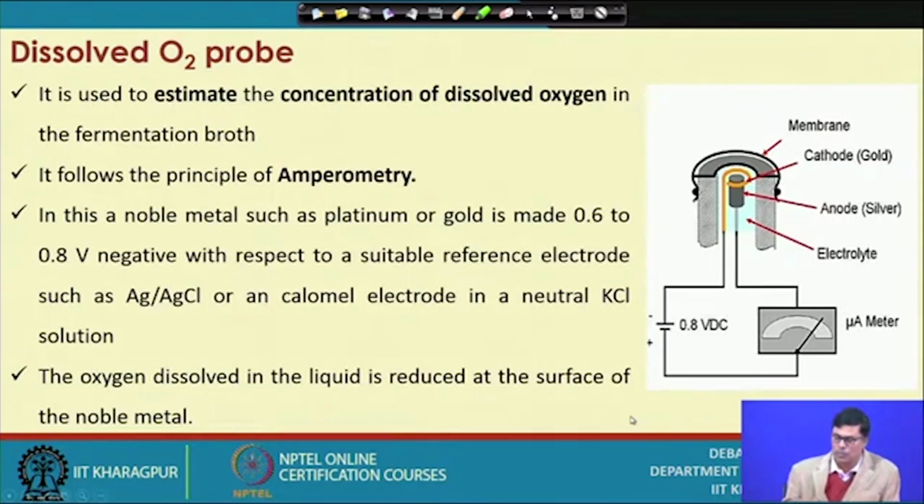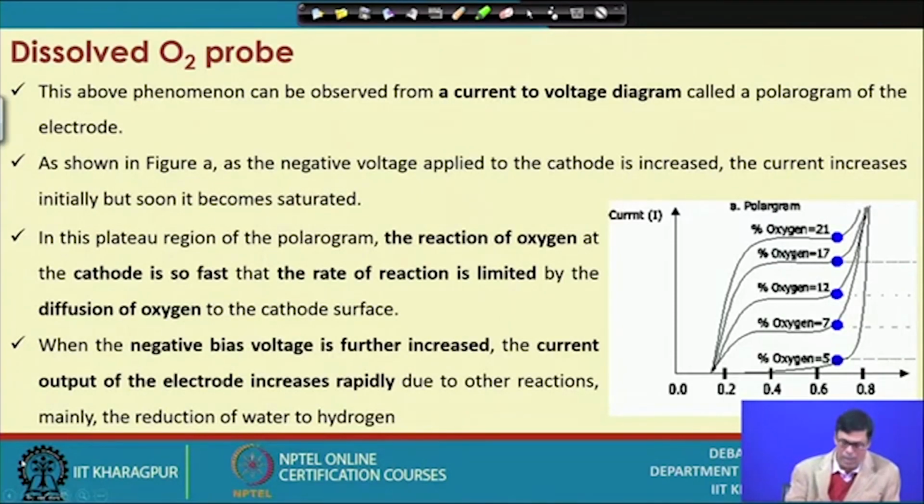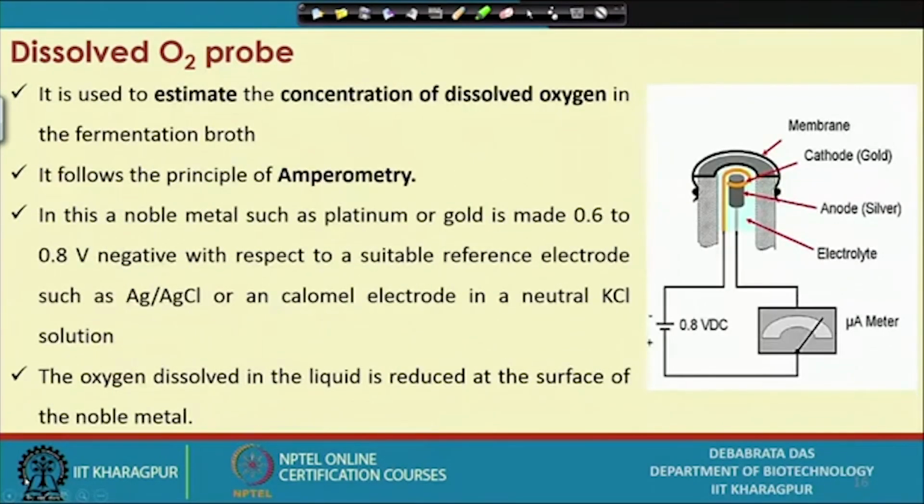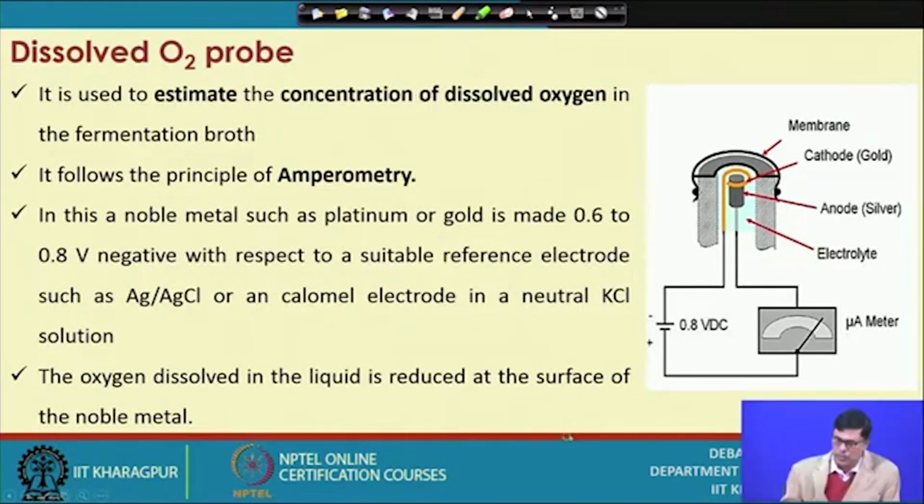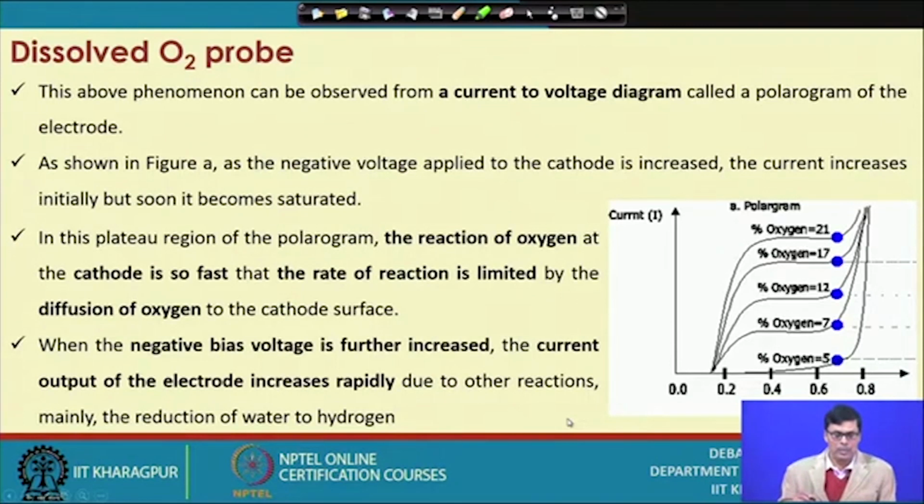Now, the dissolved oxygen probe looks like this. This is the membrane, this is the cathode which is made of gold, and the anode is made of silver, and this is the electrolyte that we have. We measure it amperometrically. So, pH we measure on the basis of potentiometry, and this we measure on the basis of amperometry. Amperometric means with the help of a microammeter.